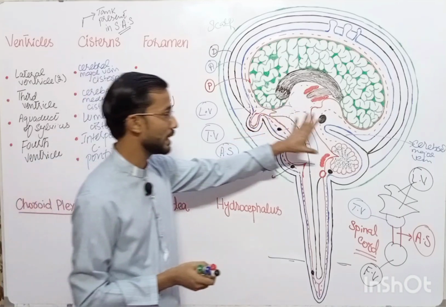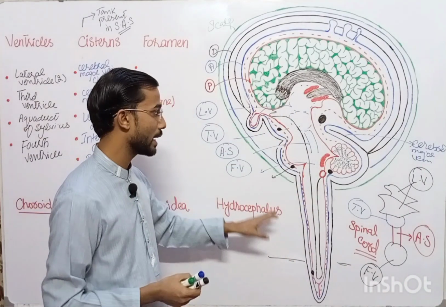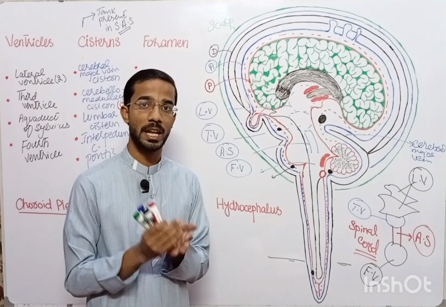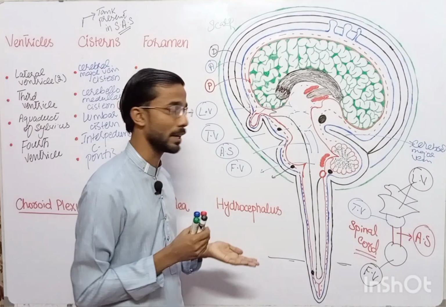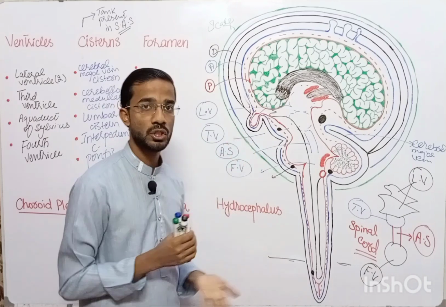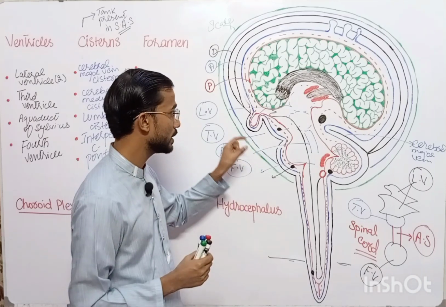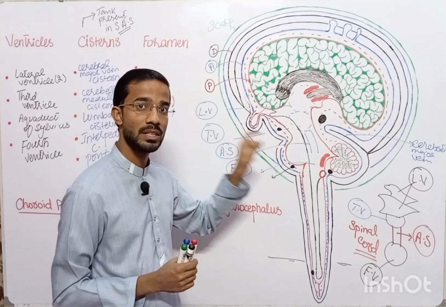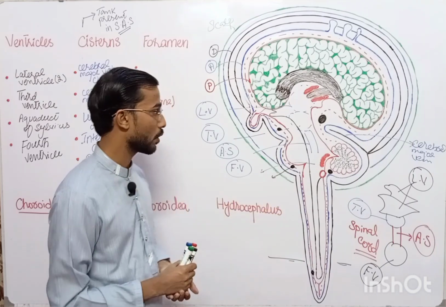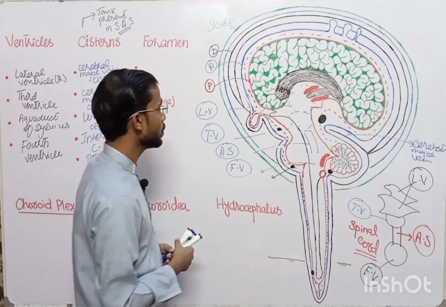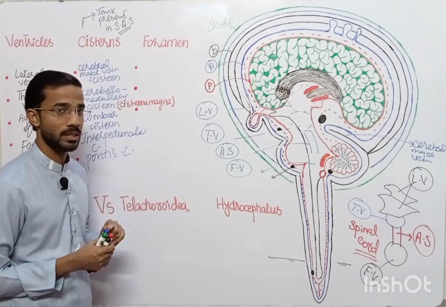So here are basically the 5 cisterns, and they are a reservoir of the cerebrospinal fluid. When there is a deficiency of cerebrospinal fluid, these reservoirs give cerebrospinal fluid according to its need. So these are basically the 5 cisterns.